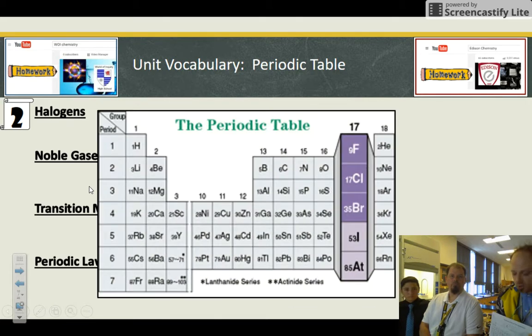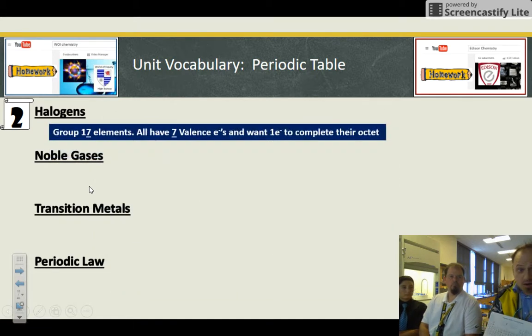Halogens, group 17. So we're actually going to skip the whole middle for the time being and go all the way over to the non-metal group. There it is. These are group 17 elements. They have 7 valence electrons and want 1 electron to complete their outer shell, and therefore they're very reactive.